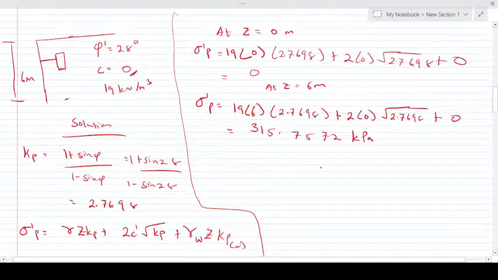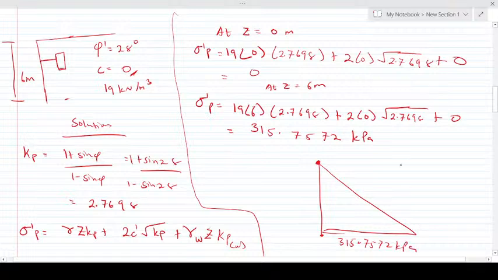So again, this is our retaining wall. What's the pressure at z equals 0? It was 0. And the pressure at z equals 6, we have this, where we have 315.7572 kilopascal. So in finding P_p, we find the area: half times 315.7572 times the height, which is what? 6. So by 6. Then we find our area.